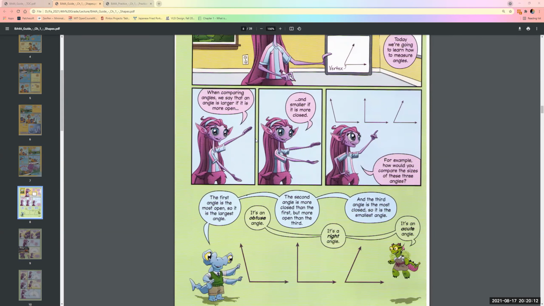So the first angle is the most open. And as you can see, if you tried to use your arms, you'd have to make your arms pretty big to make such an angle.